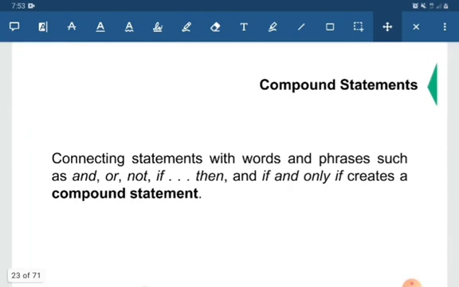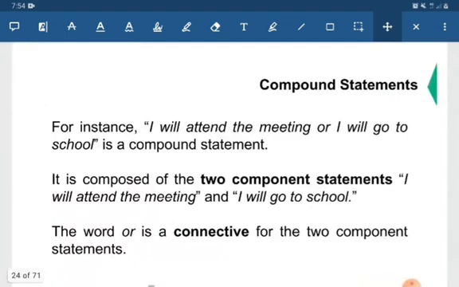Compound statements. Ito yung kapag-complicate sa atin, di ba? Kasi some statements are actually composed of two statements or more. Connecting statements with words and phrases such as and, or, not, if, then, and if and only if creates a compound statement. So, di ba, pag gumamit ka ng and, you are actually joining two sentences together. So, that's a compound statement.